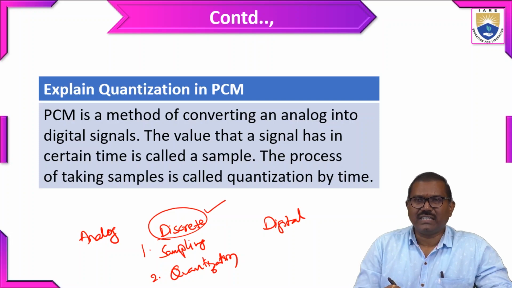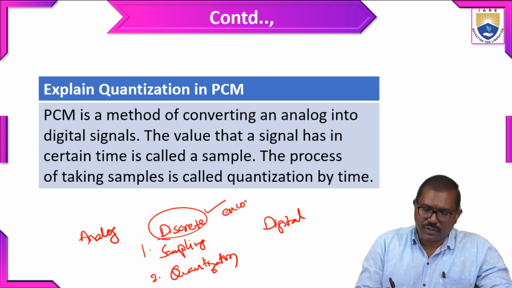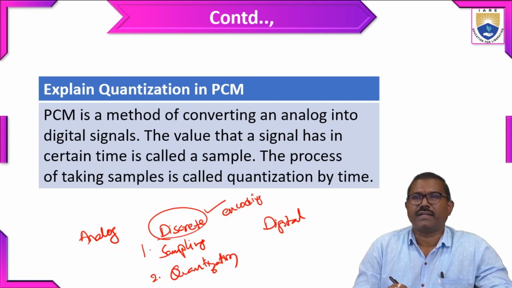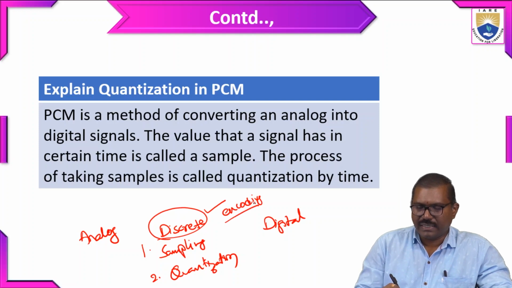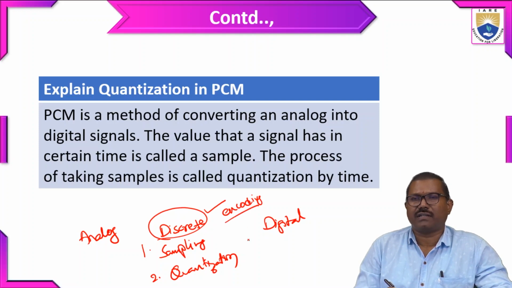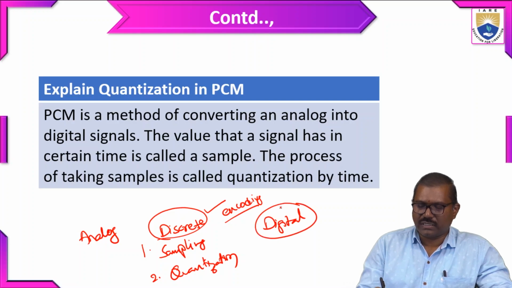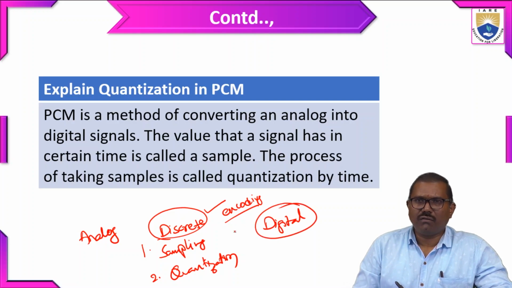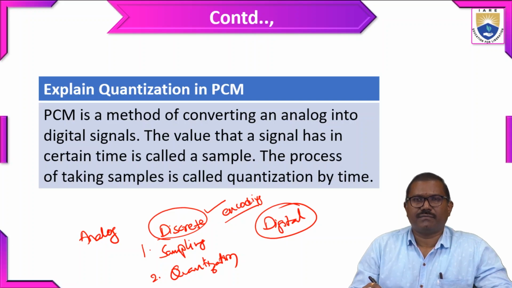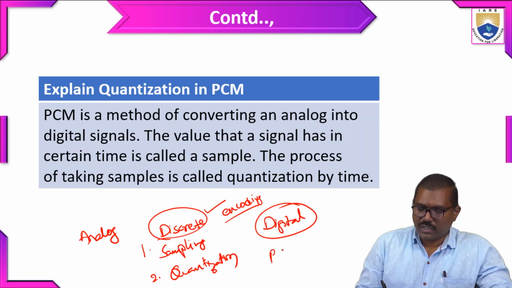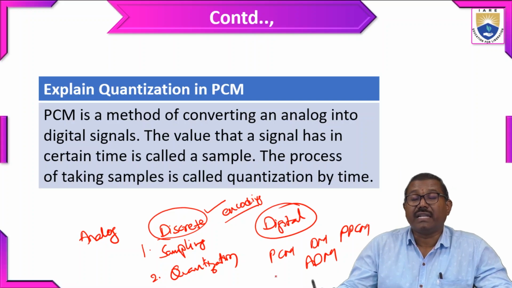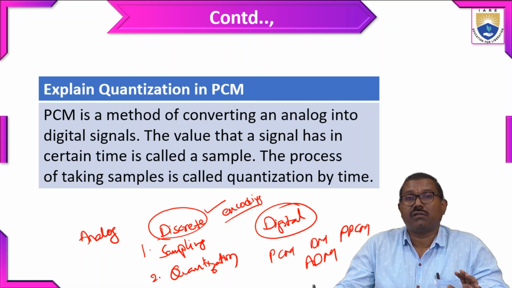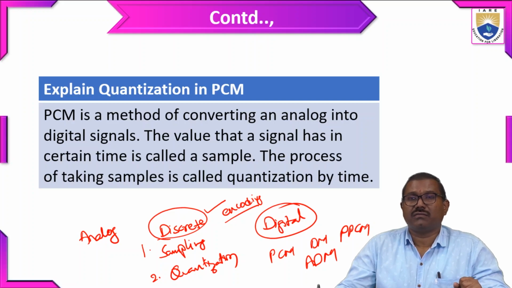For the discrete signal, we do encoding, or simply coding. Then it is converted into a digital one. Now it is the digital signal. There are varieties of systems for analog to digital: PCM, DM, DPCM, ADM. These are the different digital systems which convert analog to digital form.